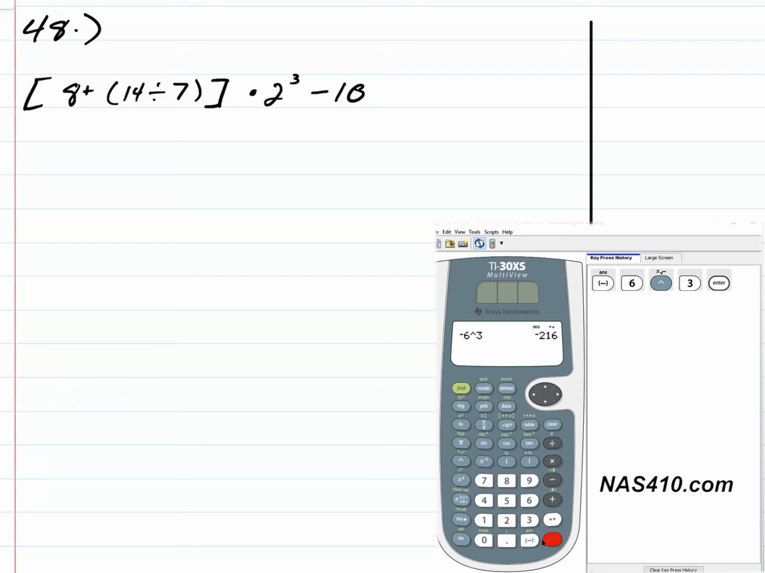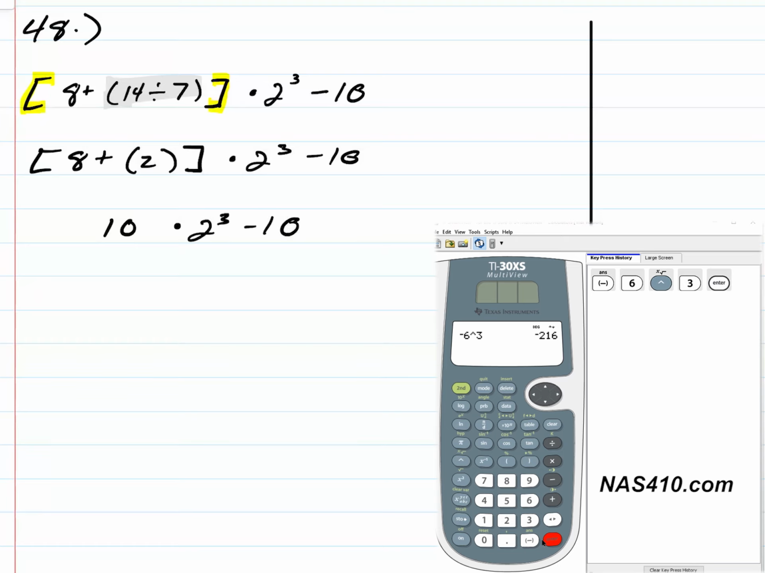Okay, number 48, I've got brackets here, and within those brackets I have these parentheses, and so I'm going to do that first. And so what I have here is 8 plus 14 divided by 7 is 2, so I'll put a 2 here, brackets, times 2 to the third minus 10. Okay, and so 8 and 2 are 10, and so what I have now is 10 times 2 to the third minus 10. Alright, now I'm done with brackets and parentheses, and so I'm looking for exponents.